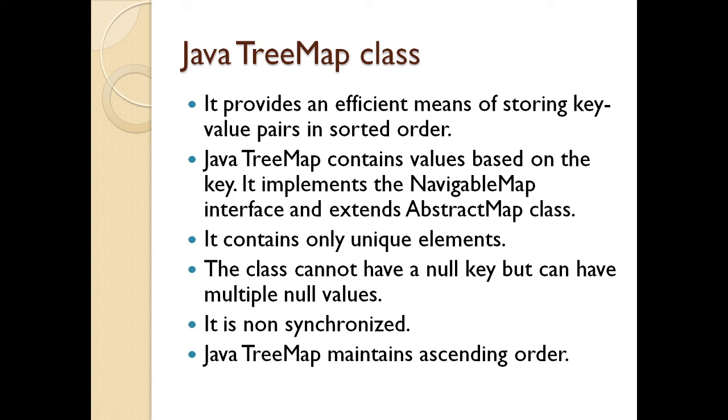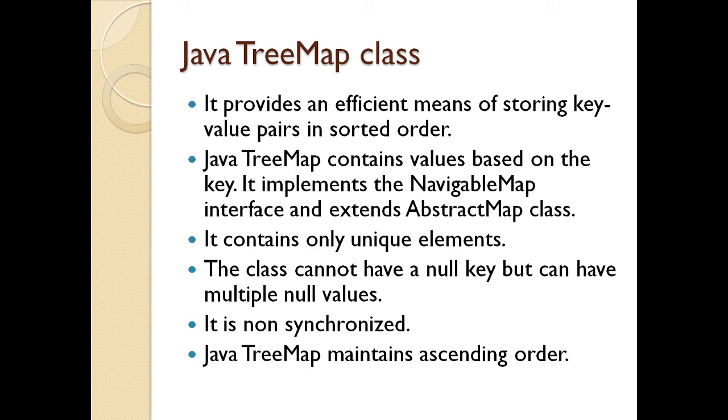For example, I have already assigned roll numbers, but when the students come into my class, then only I am going to assign the names to them. So here the key is not null, but the values are null in the initial stage. It is non-synchronized and Java TreeMap maintains ascending order.